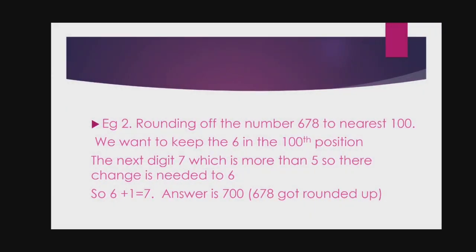Second example, rounding the number 678 to the nearest 100. We want to keep the 6 in the hundreds position. The next digit 7 is more than 5, so a change is needed to 6. So 6 plus 1 is equal to 7 according to the rule. So the answer is 700. 678 got rounded up.